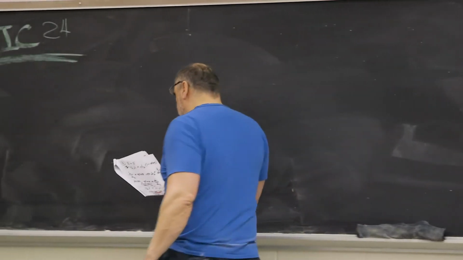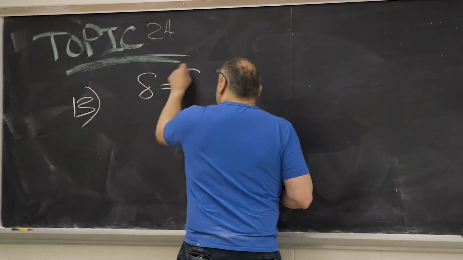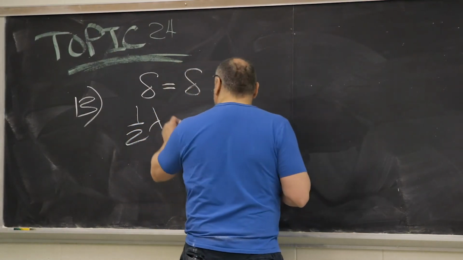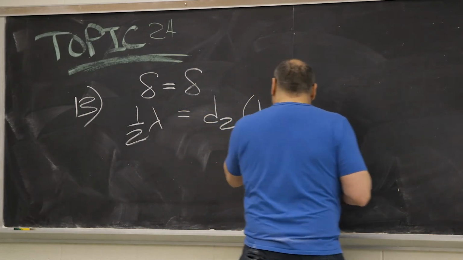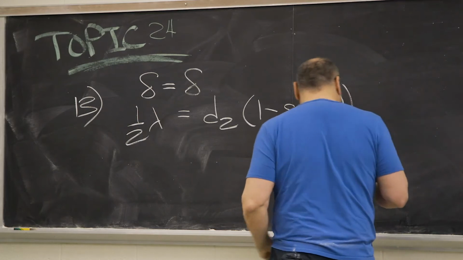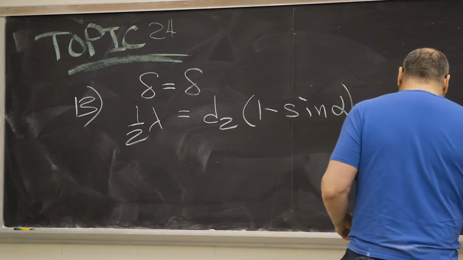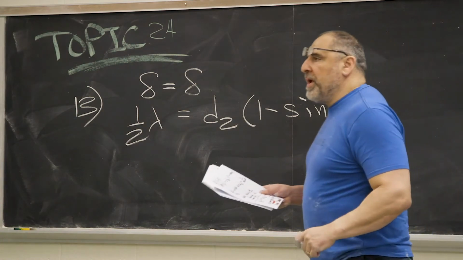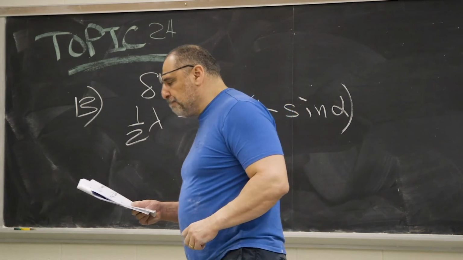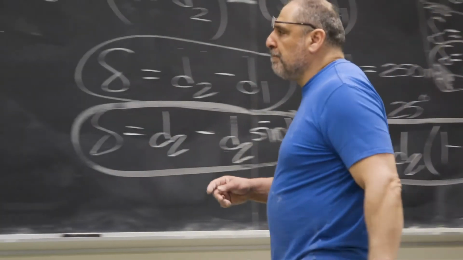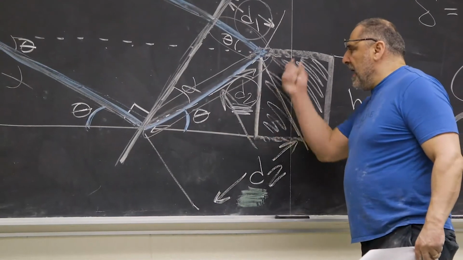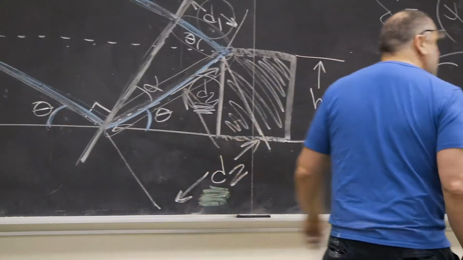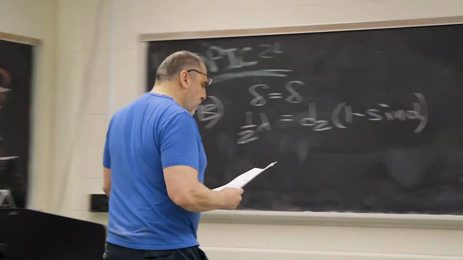I'm not going to say anything too profound here, guys. Delta equals delta. 1/2 lambda equals D2 times 1/2 sine alpha. Okay, let's keep talking. We know that's true. We can also say that there is a height and there is a hypotenuse D2 and there's a height. How about h over D2 is the sine of theta? Maybe that'll help us talk a little bit about what we're doing.